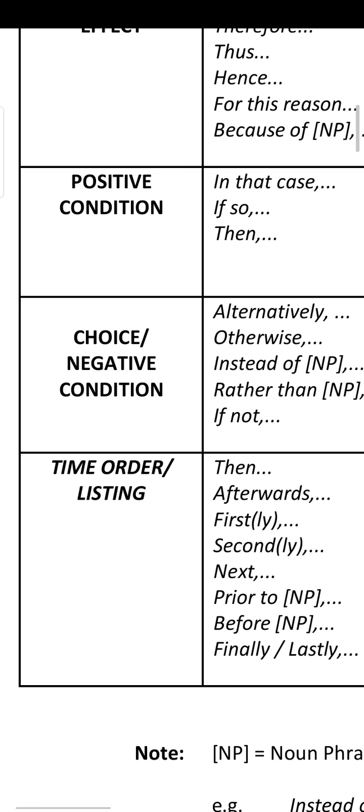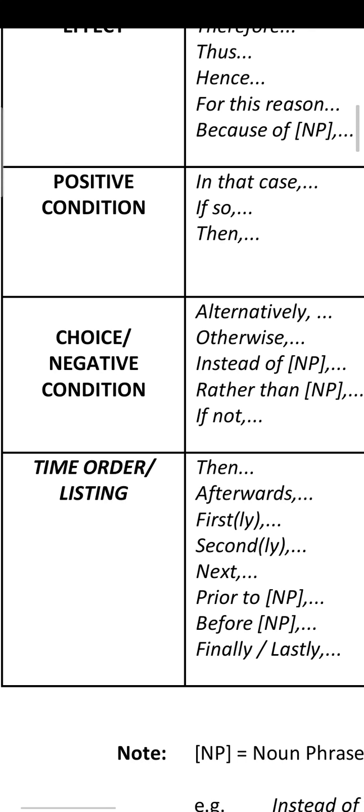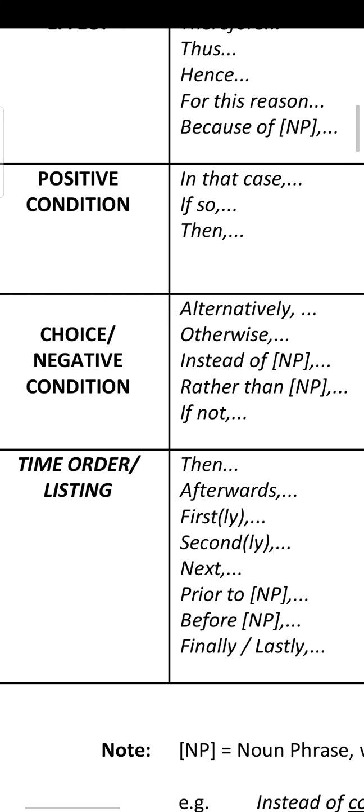Next, about sentence openers to show time order or listing. We can use, this is like some kind of sequencing, then, afterwards, which means setelah itu, after that. Don't always use after that, we can use afterwards. First, you can add -ly, firstly. Second, you can add -ly again, secondly. Next, you don't have to add -ly, there is no nextly.